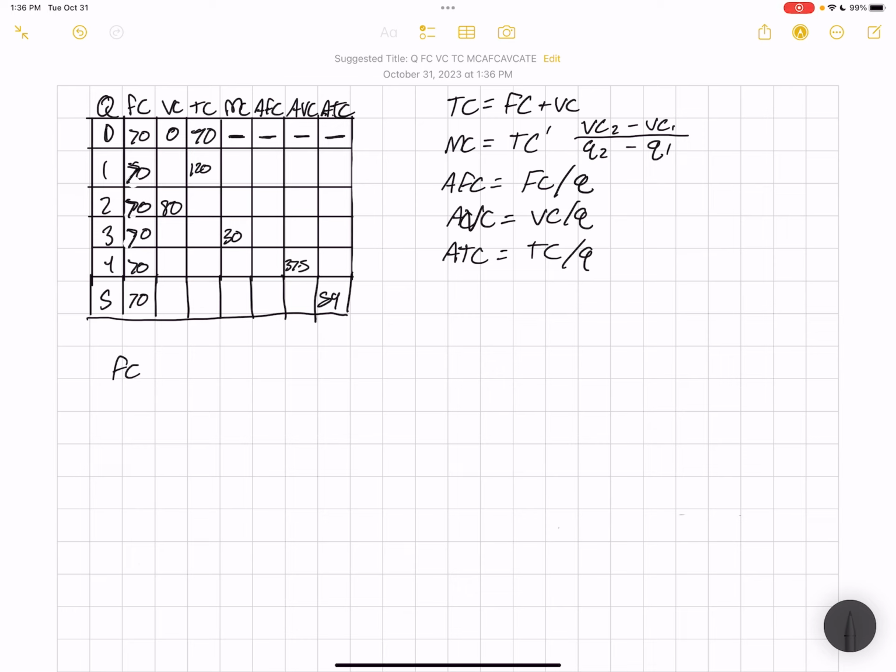So for our first one, fixed cost plus variable cost equals total cost. So if FC plus VC equals TC, then 70 plus X equals 120, so 120 minus 70 equals X, and 120 minus 70 equals 50.